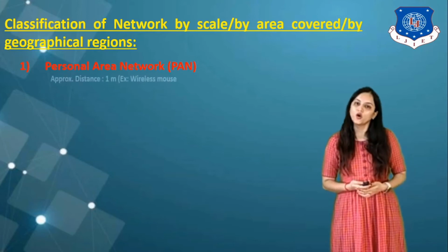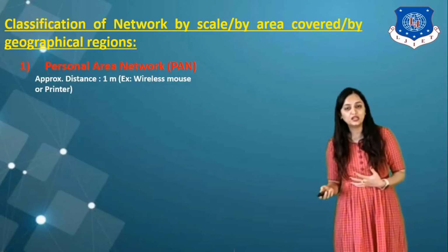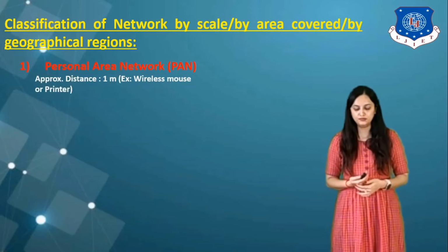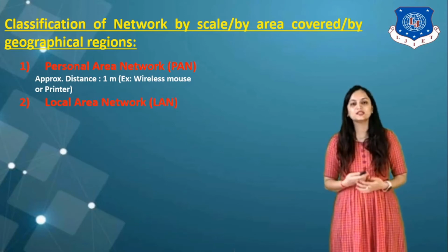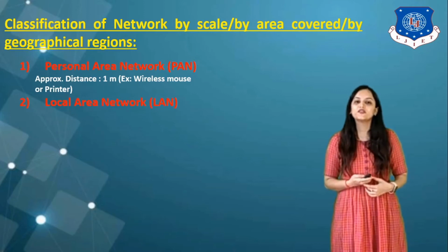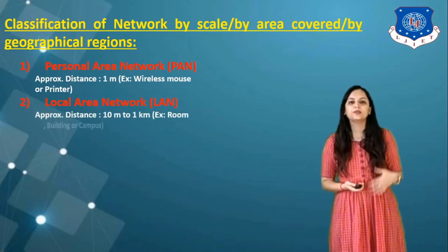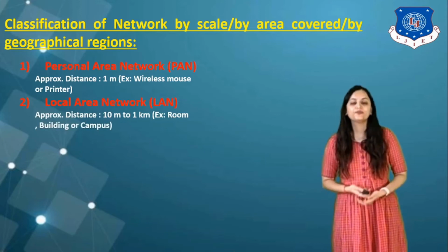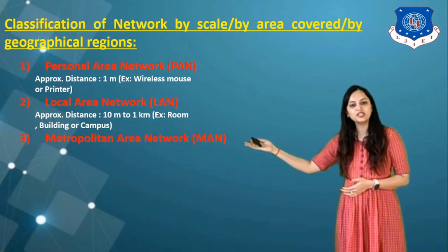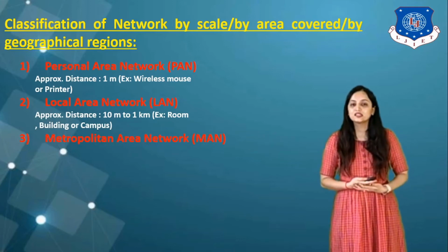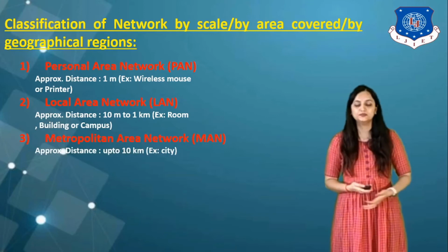This covers an approximate distance of 1 meter. Let's say for example, a wireless mouse, wireless printers, or Bluetooth devices. Okay. Now the second is LAN, which is referred to as the local area network. This covers an approximate distance from 10 meters to 1 kilometer. For example, a room, a building, or a campus. The third classification is MAN, which is referred to as the metropolitan area network. This covers an approximate distance of up to 10 kilometers. Let's say, for example, a city.